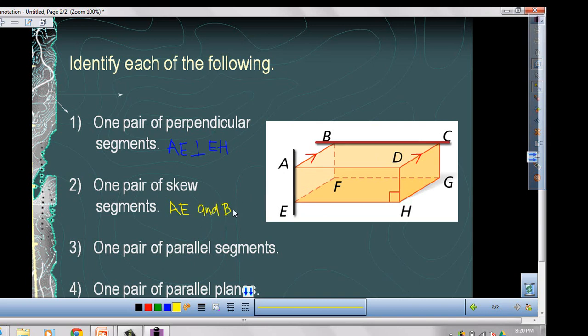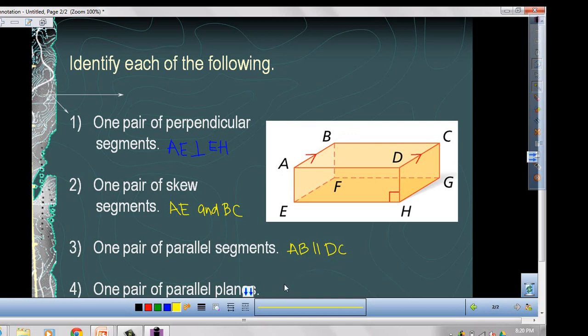And we don't have a symbol to represent skew, so we just use the word and to identify both of them. Number three, one pair of parallel segments. That would be AB is parallel to DC. And we use these arrows right here to represent that the two lines are parallel.